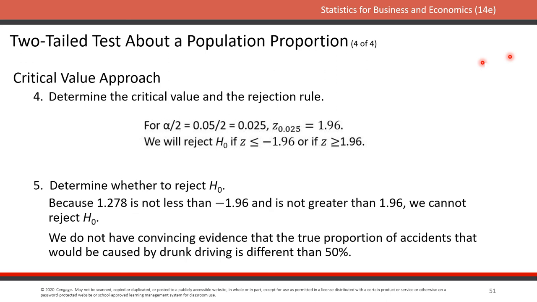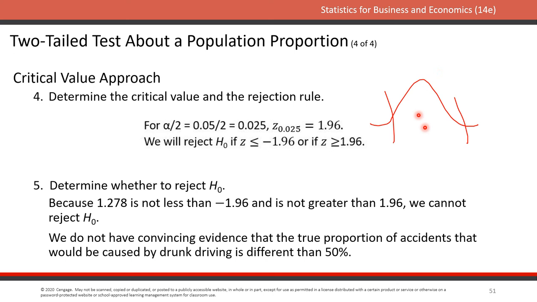So I compare. I've got negative 1.96 and positive 1.96, so I guess I'll draw this out real quick. In my very terrible drawing, I apologize. We've got negative 1.96 on the left, positive 1.96 on the right. So 1.278 falls right here. Under the top cutoff and not below the bottom cutoff. So I can see that it's in the region of do not reject.